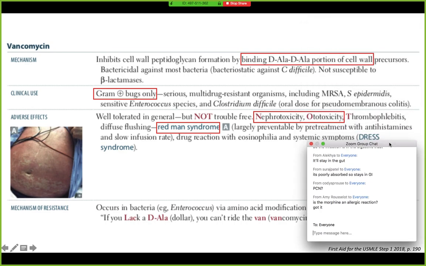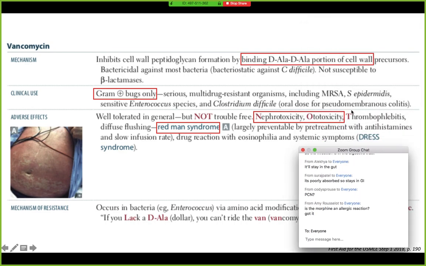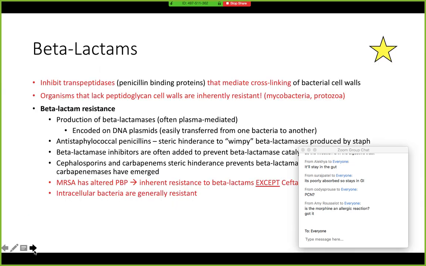Okay, so what I did with these clips from First Aid is I just went through and boxed maybe some of the things that I would focus on. So again, gram-positive and red man syndrome are probably the biggest two, and then I would pay attention to any mechanism that she had in red or she stressed, so binding the D-Ala portion of the cell wall.